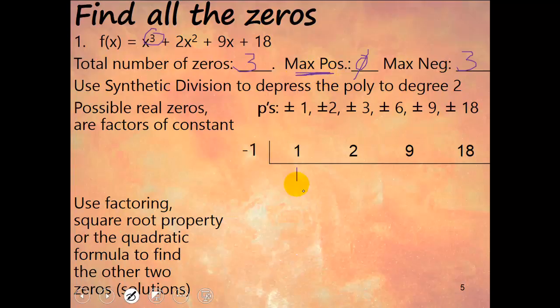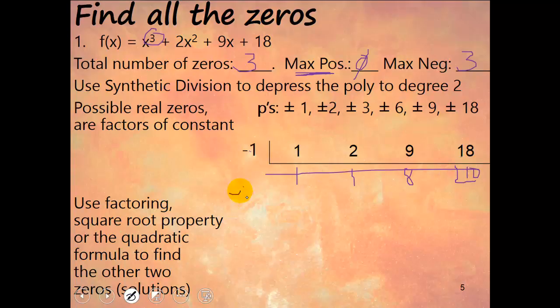All right, so I'm going to bring down my 1. And then 1 times negative 1 is negative 1, and I'm going to add it to 2. That's 1. 1 times negative 1 is negative 1. I'm going to add it to 9. That's 8. 8 times negative 1 is negative 8. I'm going to add that to 18, and it gives me 10. That one doesn't work.